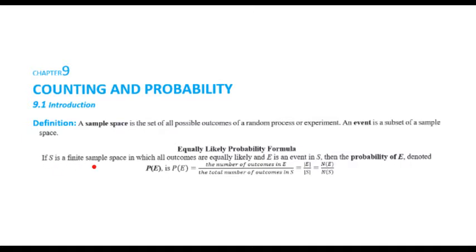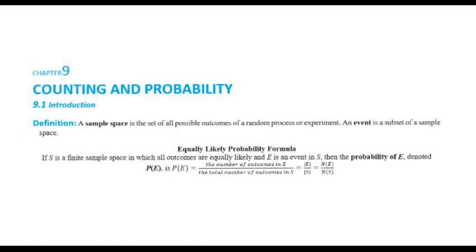We say if S is a finite sample space, meaning S represents the set of all possible outcomes of a random experiment in which all outcomes are equally likely, and E is an event in S, meaning that E is a subset of S, then the probability of E, denoted by P of E, is equal to this ratio: the number of outcomes in E divided by the total number of outcomes in S. So it's equal to the cardinality of E over the cardinality of S. We show the cardinality of E with n of E, and the cardinality of S with n of S. So basically, this ratio represents the probability of event E.